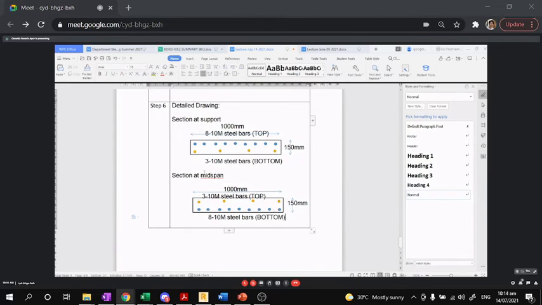Okay, so I will save this. This is the typical section. So, it is for every 1 meter only. For the next 1 meter, you just duplicate whatever design is there.